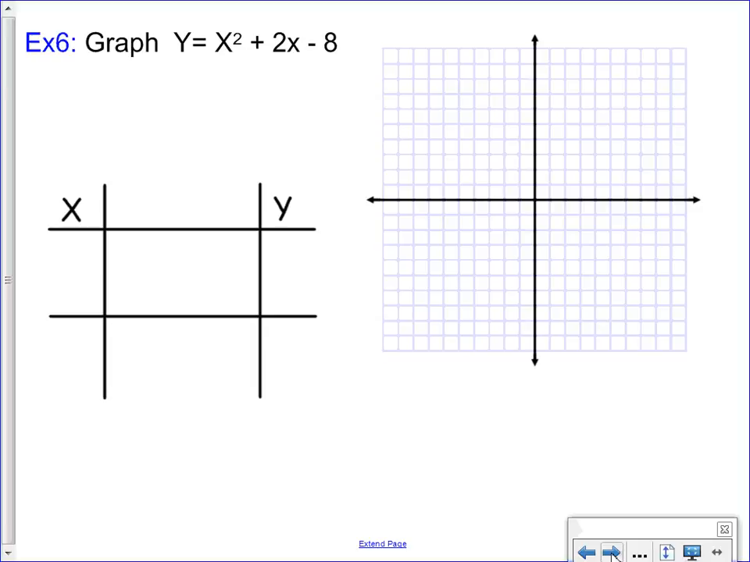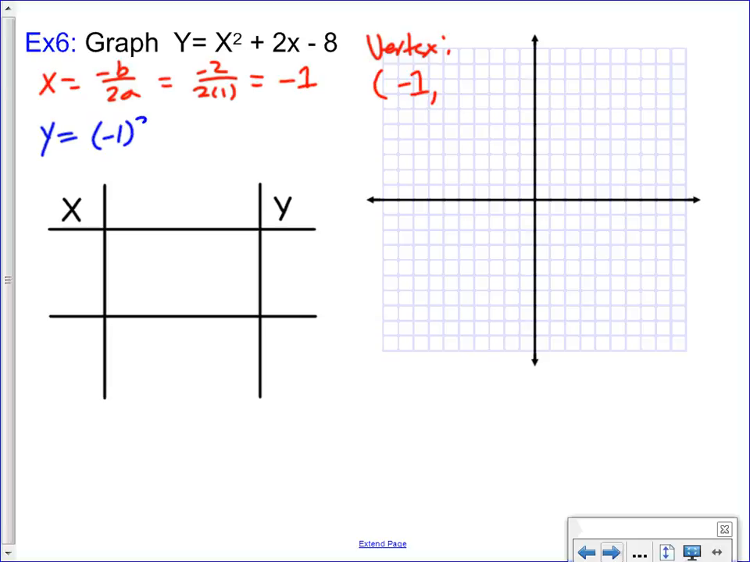Finding the vertex, looking for x first, because it's negative b over 2a. Negative 2 over 2 times 1. The b is 2, so negative b is negative 2. Okay, so part of the vertex is going to be negative 1. Then plug it into y. So plug in negative 1 wherever you see an x. So negative 1 squared plus 2 times negative 1 minus 8.